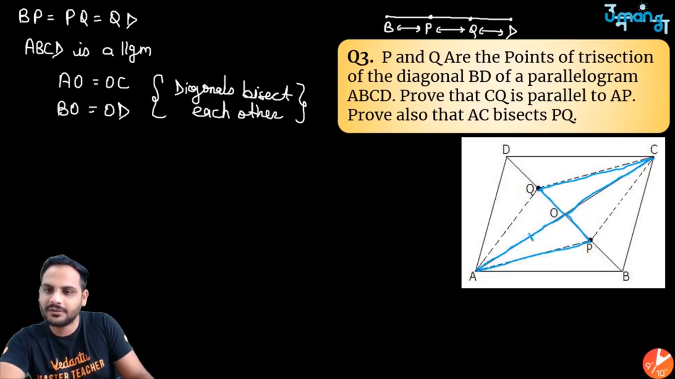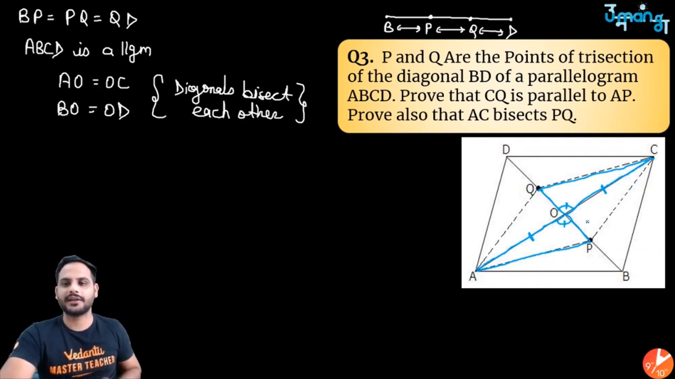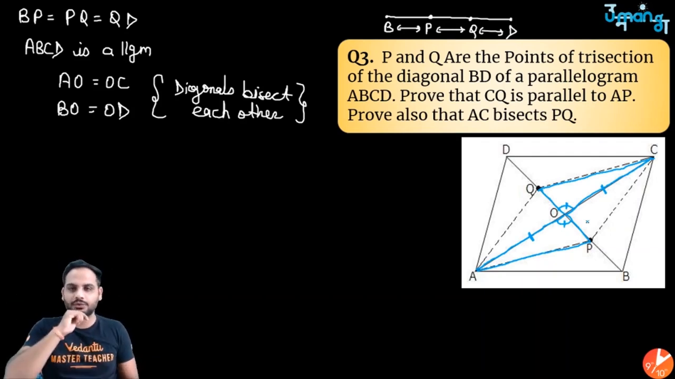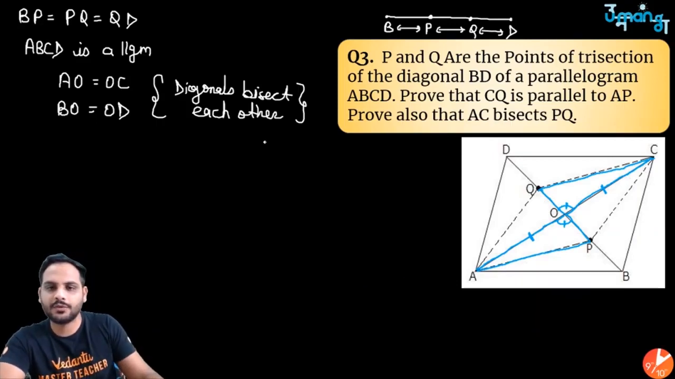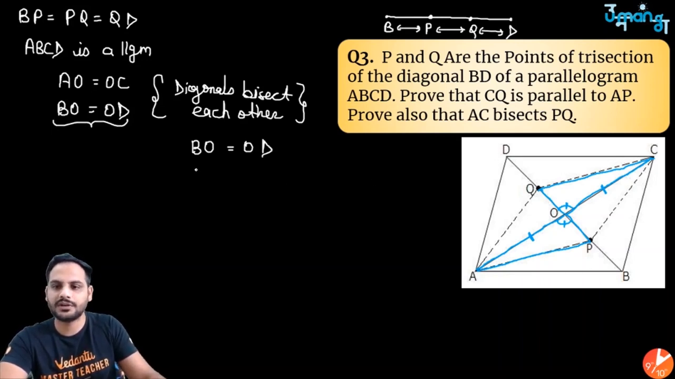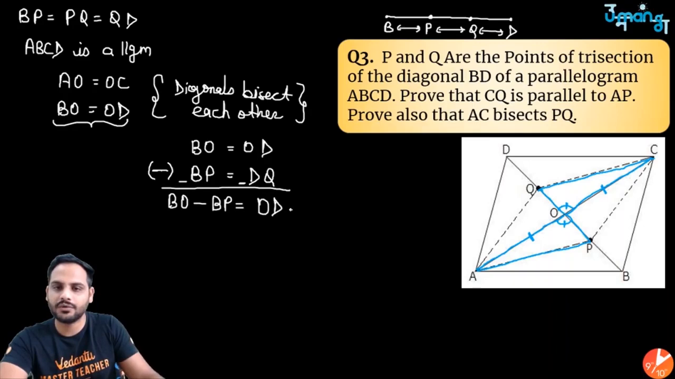First, I know AO and OC are equal to each other. Then this angle and this angle will also be equal because they are vertically opposite angles. Now what else? PO and QO will also be equal. How can I show that? It is very easy. I have an equation BO is equal to OD, and I also know that BP is equal to DQ. Subtract both the equations. So if I subtract these two equations, I will be getting BO minus BP is equal to DO minus DQ.